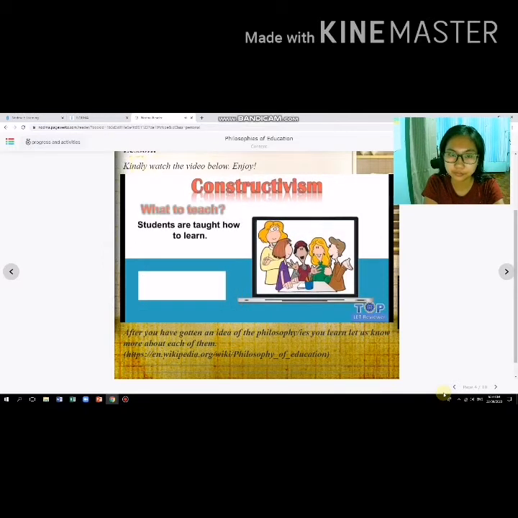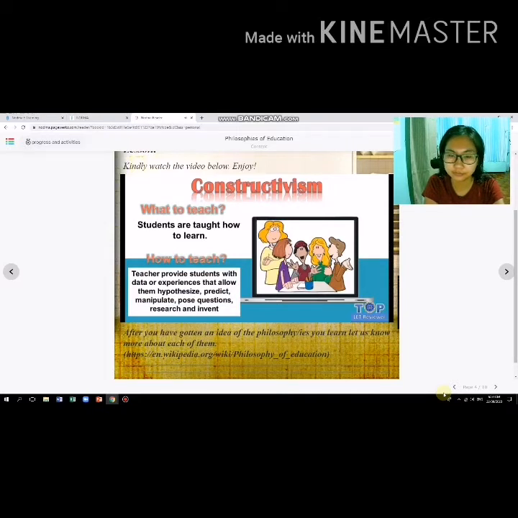Students are taught how to learn. They are taught learning processes and skills. The constructivist teacher provides students with data or experiences that allow them to hypothesize, predict, manipulate, pose questions, research and invent.